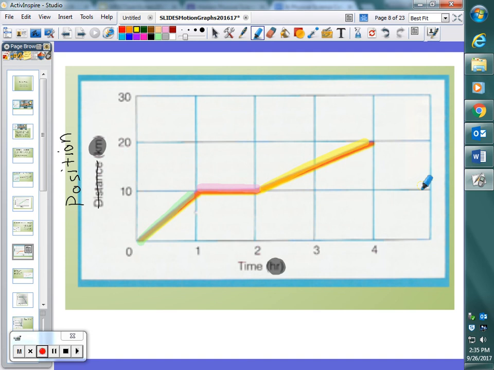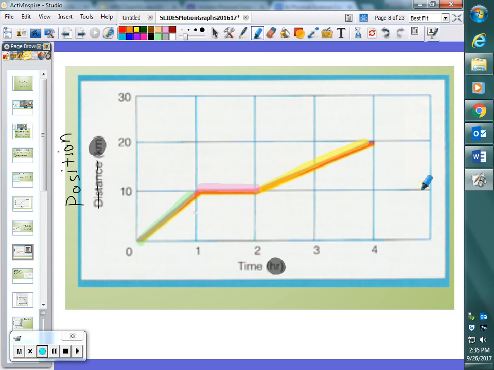Yes, but you said distance, right? They both move the same distance, okay? Green starts where and ends at, and yellow starts at and ends at. So we would say that they have the same distance. We could also say something else. They also have the same displacement.